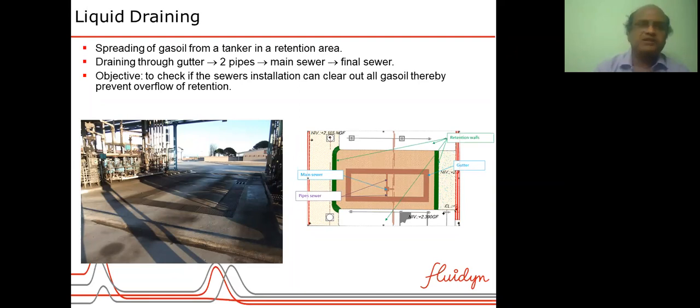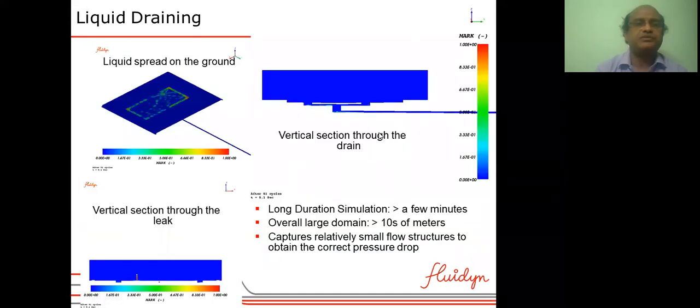So in this example, what you're seeing is a sort of garage with a drainage here. In case of a leak from a tap somewhere, where the liquid is petrol or gas oil, it is very dangerous, so it should be drained properly to other places. Somewhere here in the middle there is a leak, and the question is whether this drainage system is capable of carrying it further.